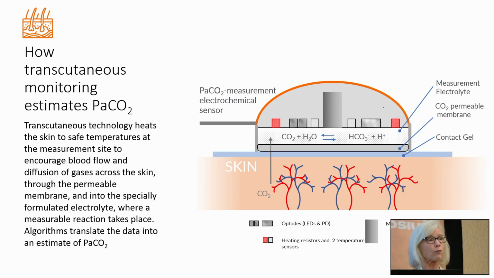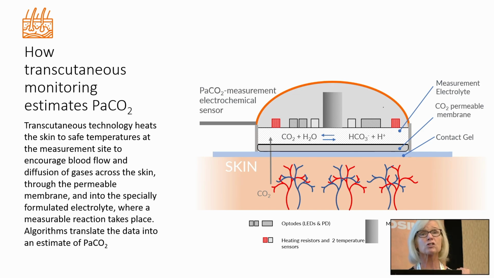And because perfusion is so important to get a good sample, it does warm it a little bit. The sensor temperature, depending on your patient population, is usually 41 or 42 degrees. It's going to warm that site, which encourages blood flow to the site. It arterializes the capillaries, so it makes that capillary gas look a little bit closer to an arterial gas. And the heat also helps CO2 diffuse across the skin so that it can go into the sensor where the reaction can take place.